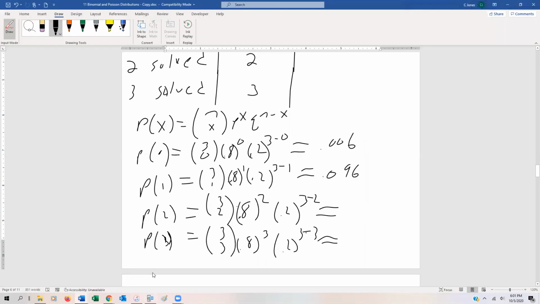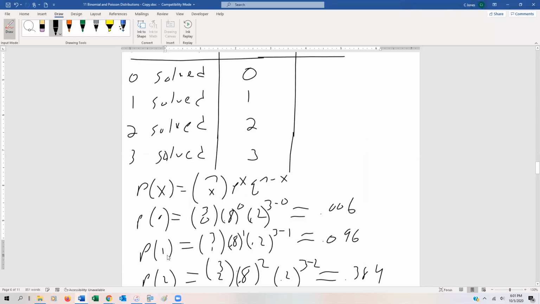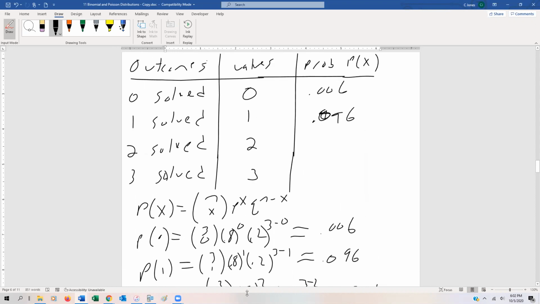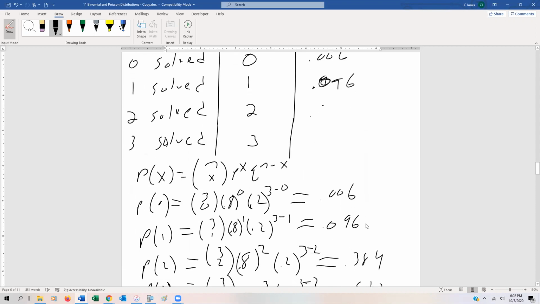So 384 and 512. And we're just going to go ahead and copy these into the probabilities. And our probability is P of X. So that's 0.006 and 0.096. And then 0.384. And then finally 0.512. And now here's how you check.